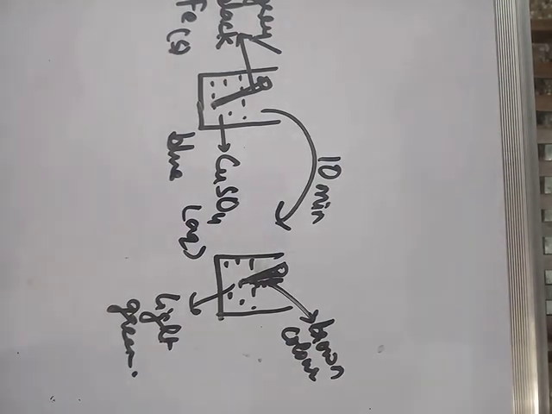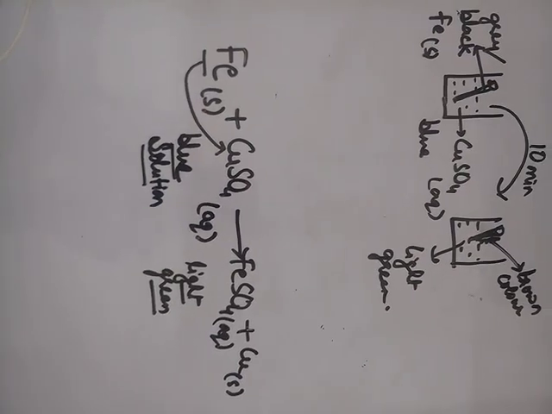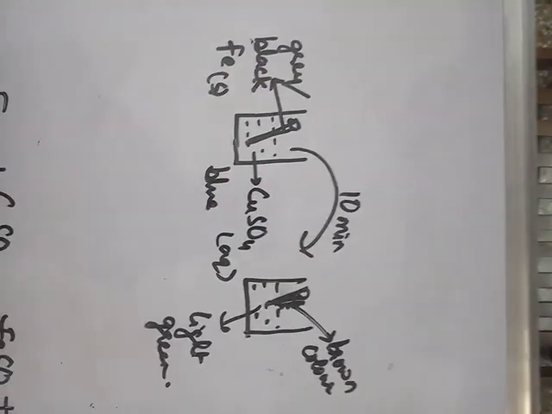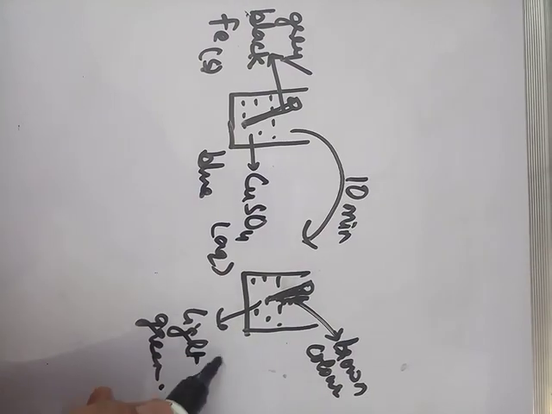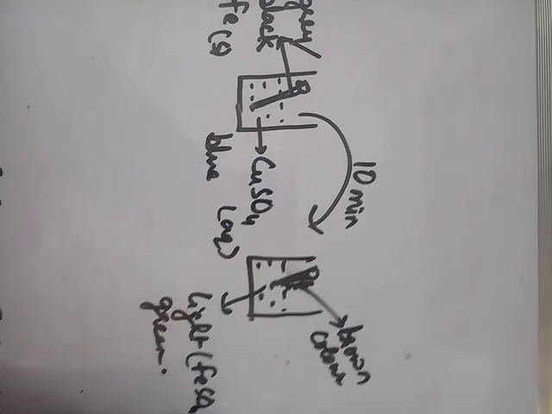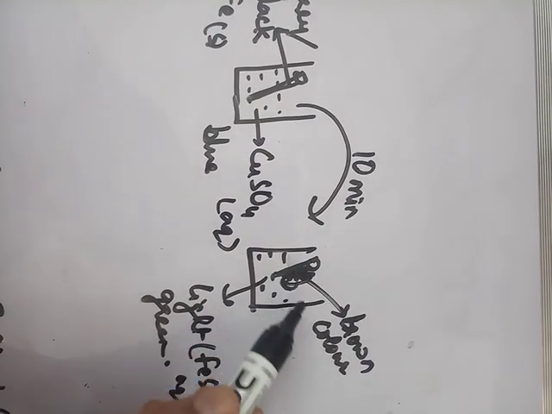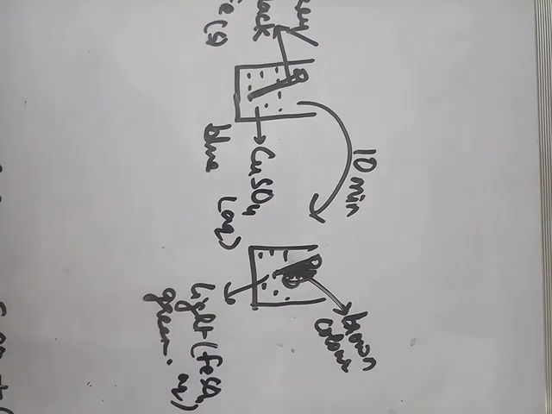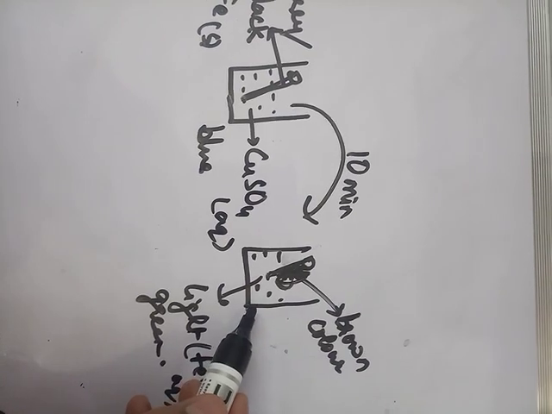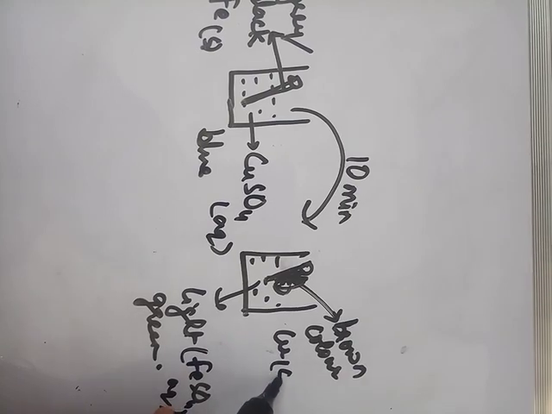So why has this solution changed to light green? As we have just discussed in this reaction, it is changing from blue to light green due to the formation of ferrous sulfate, iron sulfate. And what is this deposition of brown color on the iron nail? As you know, copper color is brown. So when the copper is displaced from the solution, it will go and sit on the iron nail, and copper will get deposited in the form of solid.